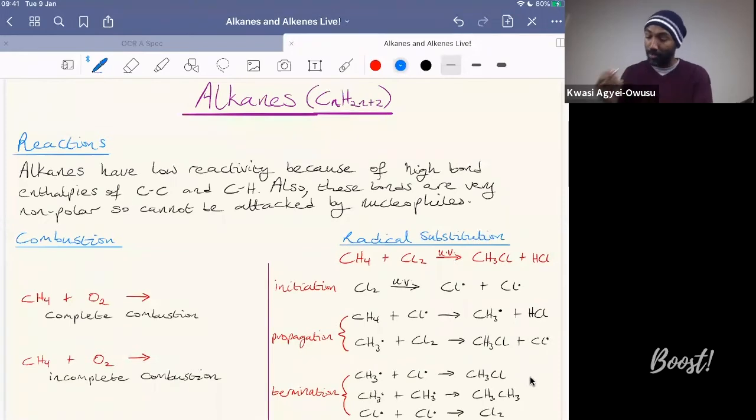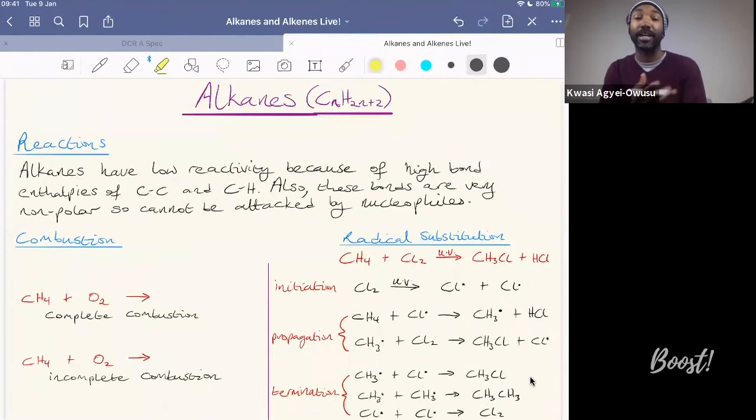And so the first thing you want to say in answer to the question, if you are comparing the reactivity of alkanes or the lack of reactivity of alkanes versus alkenes, which are more reactive, which we'll come to very shortly, you want to talk about the high bond enthalpy. So I'll highlight that there. So we've got high bond enthalpies of the CC and CH bonds in alkanes.